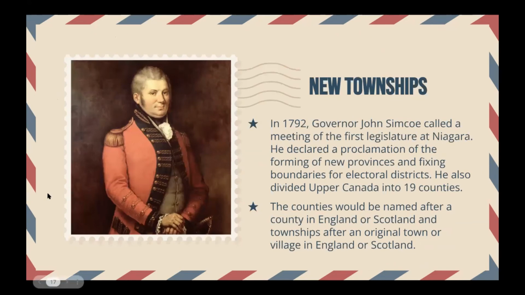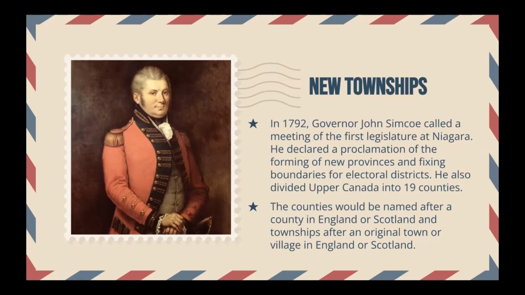New townships. This picture right here is Governor John Simcoe. And in 1792, Governor Simcoe called a meeting of the first legislature at Niagara. He declared a proclamation of the forming of new provinces and fixing boundaries for electoral districts. He also divided Upper Canada into 19 counties.